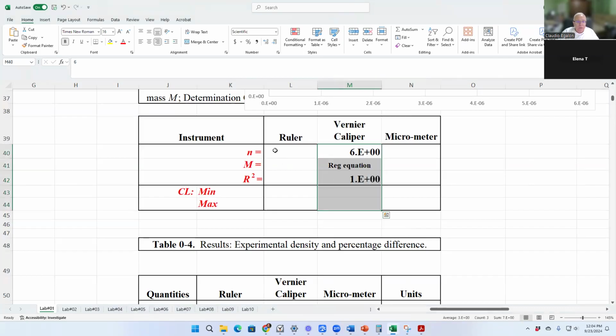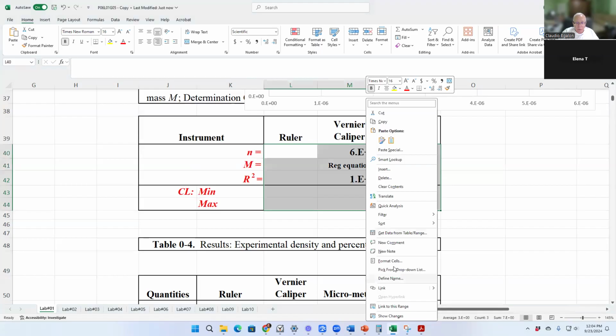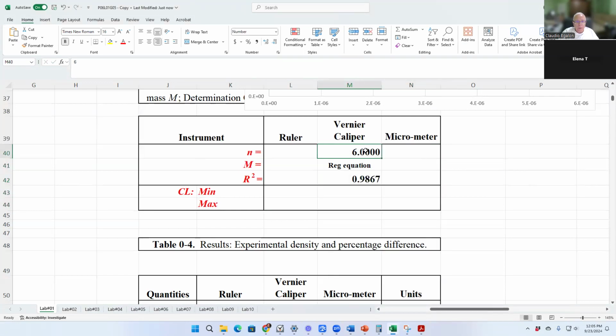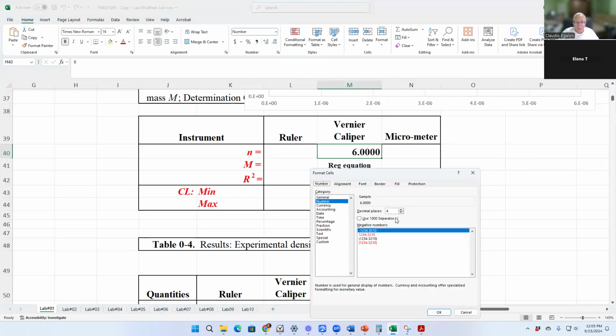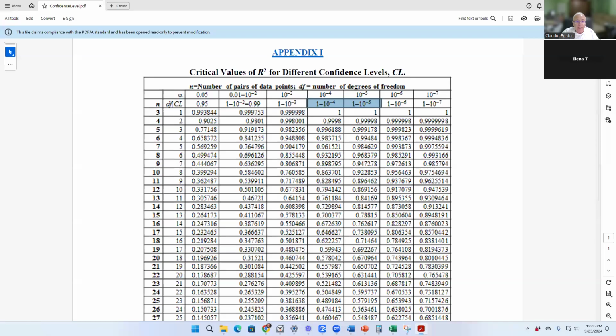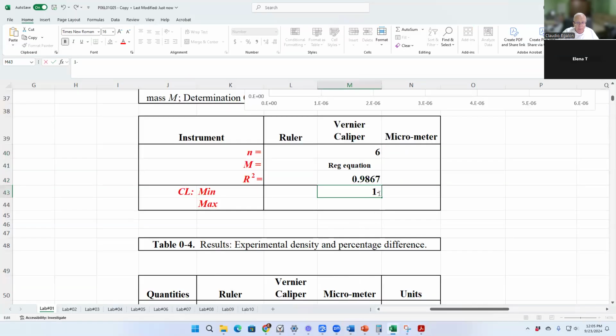Let's put everything in number format. This one doesn't need all those decimal places. Here we found that 1 minus 10 to minus 4, right? Yeah, 10 to minus 4. That's the lower bound, the minimum value.